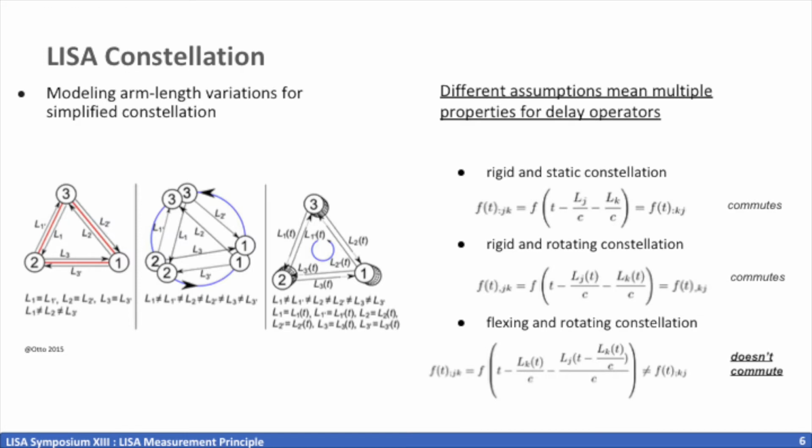It's easy to see that in our first case scenario, the delay operator commutes. In fact, due to the low rotating rate of the constellation, we can show that the delay operator commutes too for the second scenario. In the last case, the delay operator for a flexing and rotating constellation doesn't commute. This difference will make sense for the time delay interferometry part.